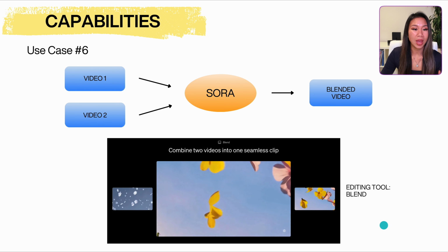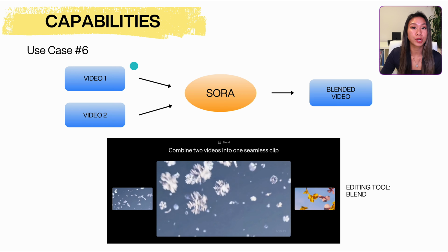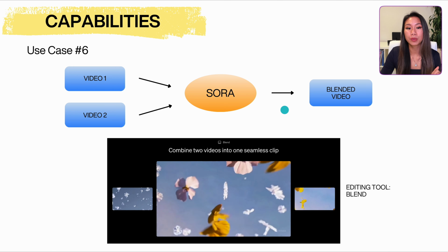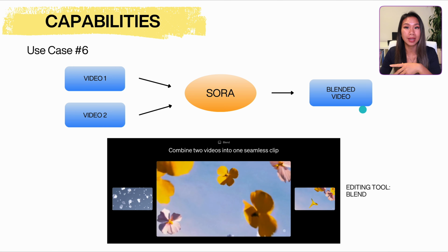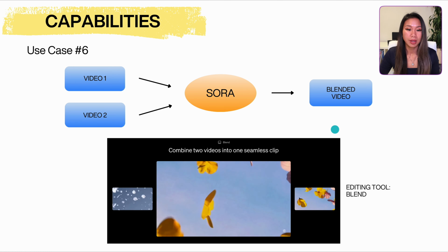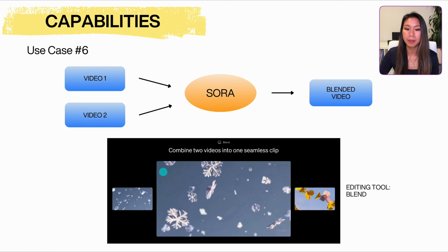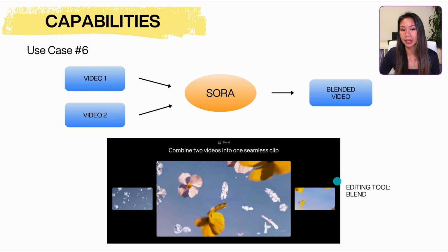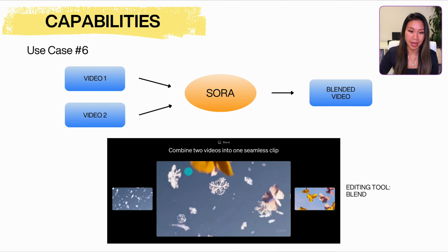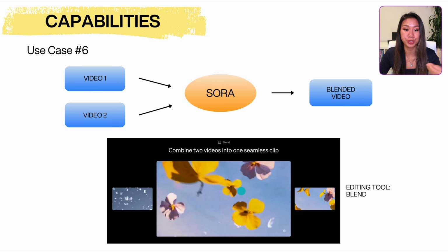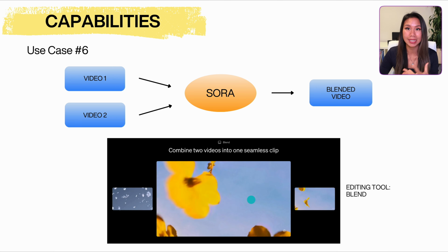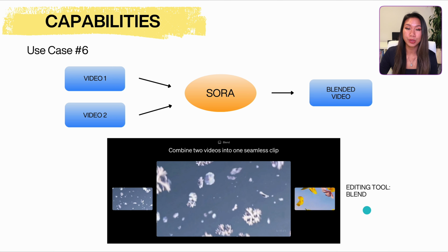The last use case that we have for today is you can feed Sora 2 videos and Sora will return to you one video that is the blending of both videos. So here in this example, we have snowflakes falling as one video input and flower petals falling as another video input. And the result of that is, as you can see, a blending of snowflakes and flower petals falling together. This is also one of their editing tools called Blend.